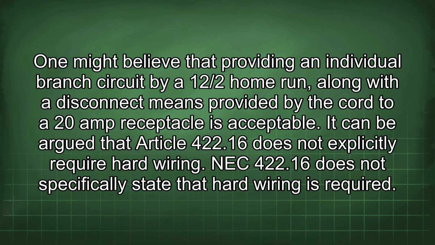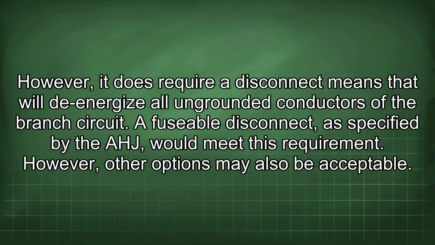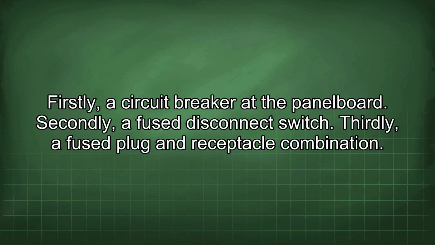NEC 422.16 does not specifically state that hard wiring is required. However, it does require a disconnect means that will de-energize all ungrounded conductors of the branch circuit. A fusible disconnect, as specified by the AHJ, would meet this requirement. However, other options may also be acceptable. Firstly, a circuit breaker at the panel board. Secondly, a fuse disconnect switch. Thirdly, a fuse plug and receptacle combination.